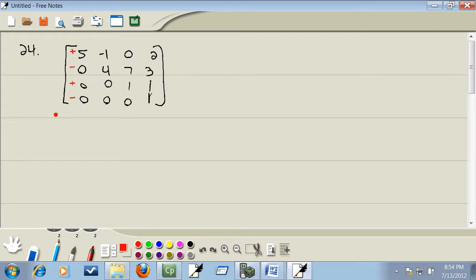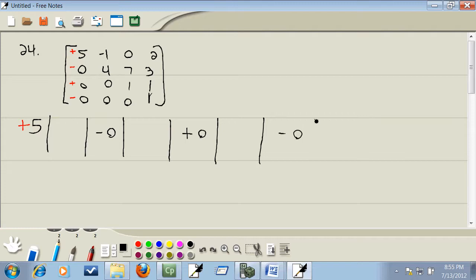Well, then we have our plus 5 times some kind of determinant, minus 0 times some kind of determinant, plus 0 times some kind of determinant, minus 0 times some kind of determinant. So again, these numbers just carry down here, signs with them. Okay. Now, let me write this over here to kind of show the setup, at least for the first two.